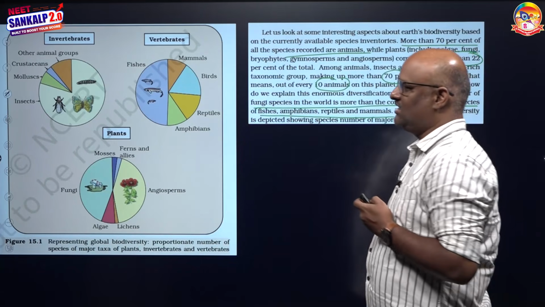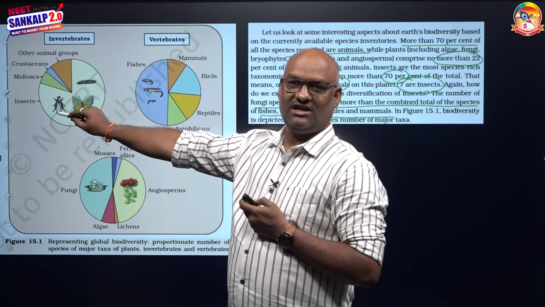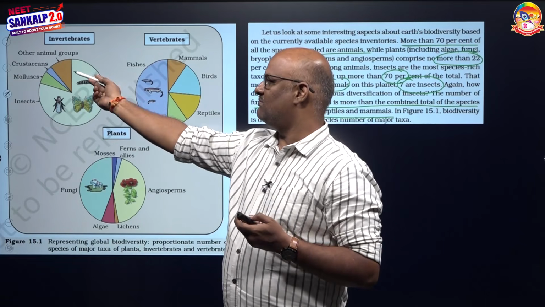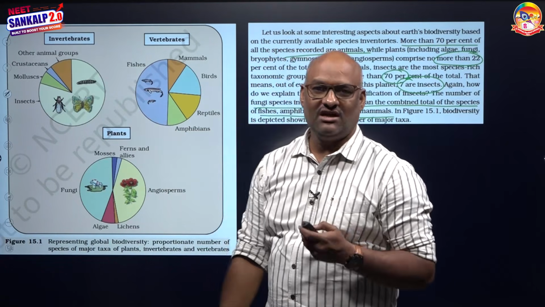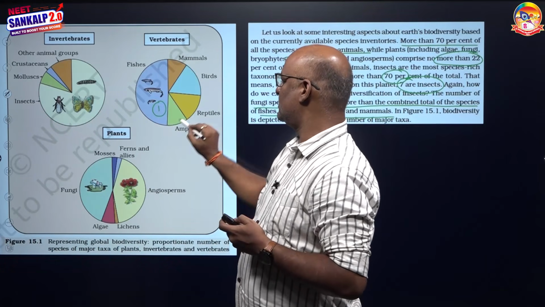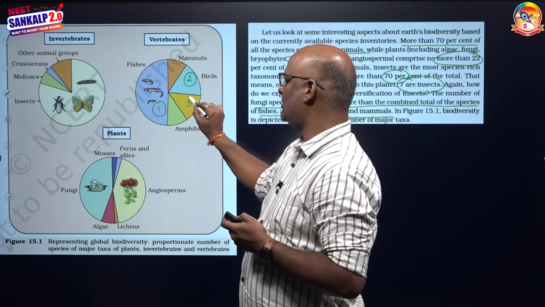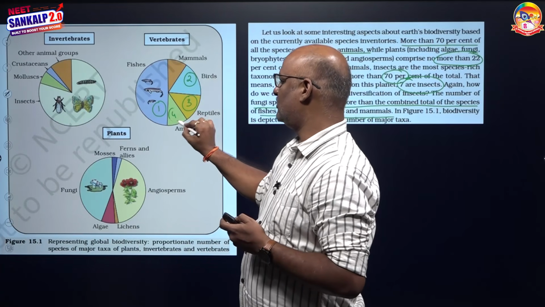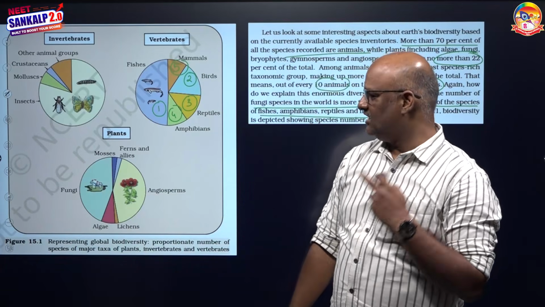Now, this is indicated in this pie diagram. This is an invertebrate diagram saying insects occupy the largest proportion. Next is occupied by other animal groups, next by molluscans, next by crustaceans. Here if you talk about vertebrates, fishes occupy the first position, birds the second position, reptiles the third position, amphibians the fourth position, and mammals the fifth position.